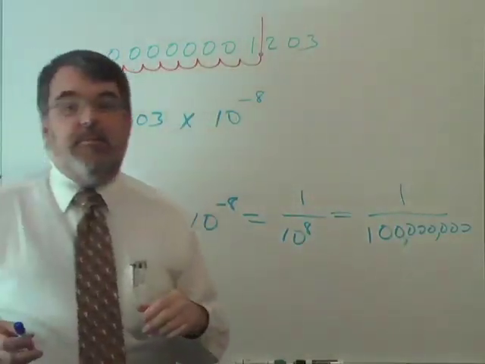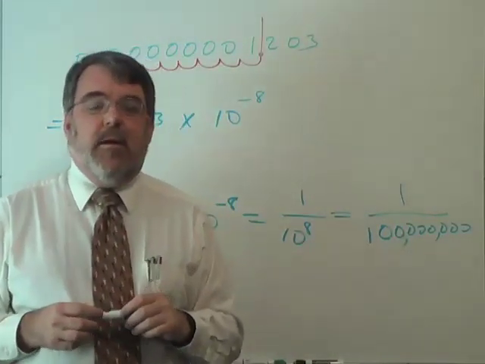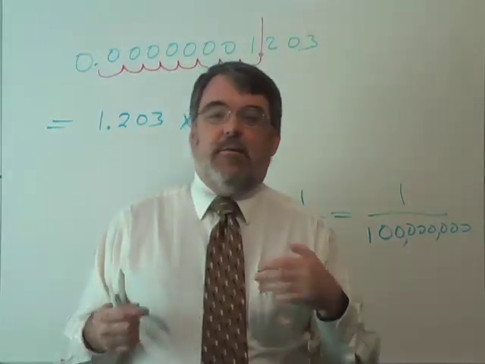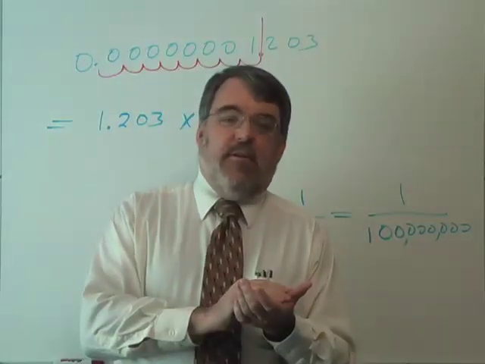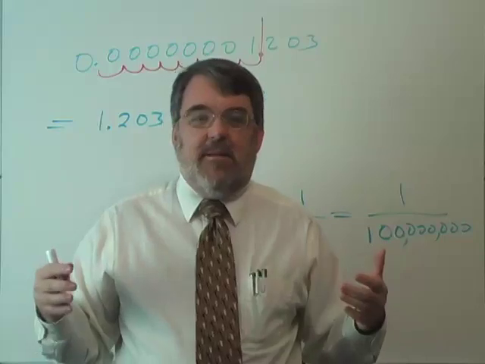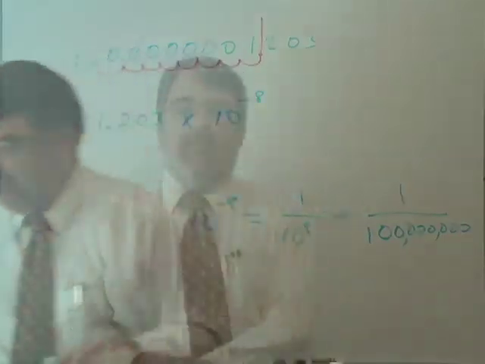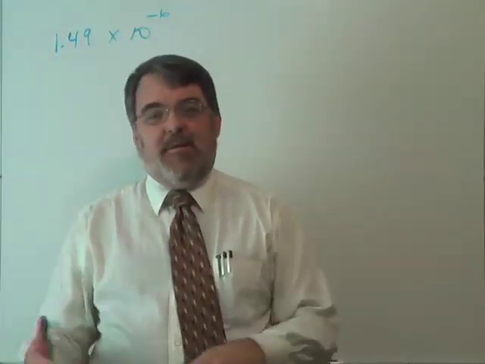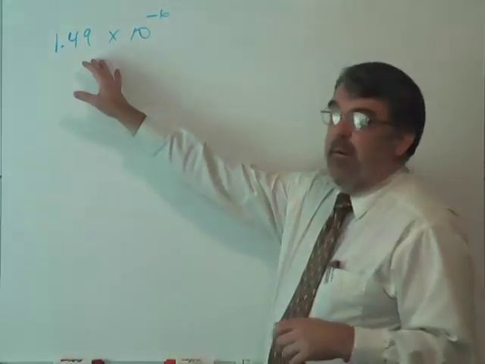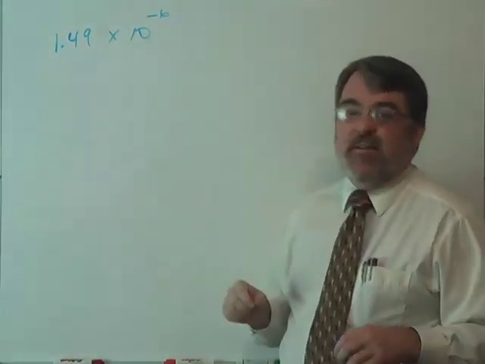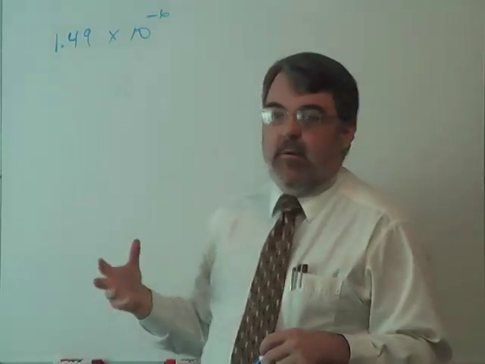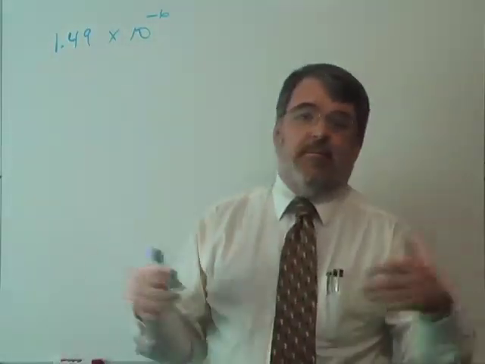All right, well, we're going to erase the board, and let's look at going the other direction, taking a scientific notation number and writing it out in the ordinary form. Okay, well, here's a small number, 1.49 times 10 to the minus 6th power. And you might wonder, where do people deal with such tiny numbers?